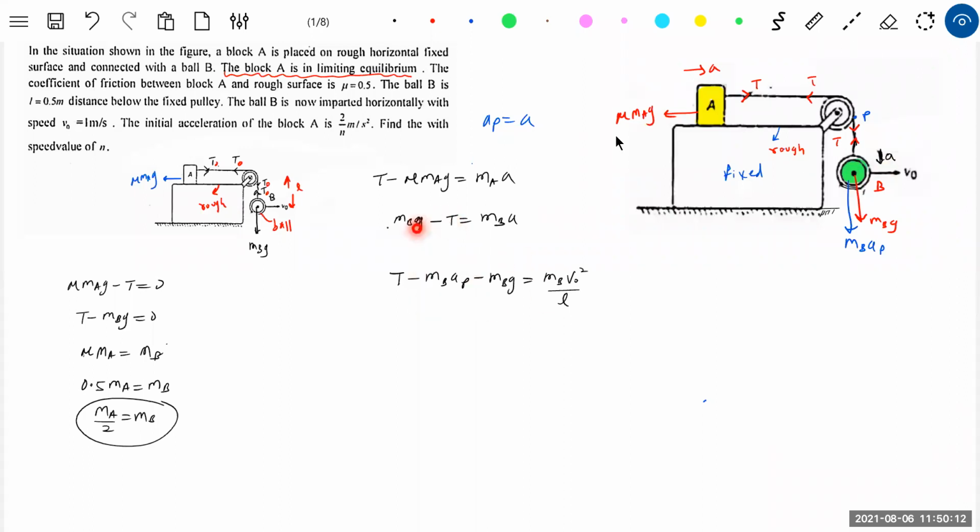What about this equation, sir? How can you write both the equations? This is due to the constraint equation. If the acceleration of block A is A, then the acceleration of block B should also be A, because they are connected by a common string. That's why the accelerations are equal. Then it also has a tendency to swing, this is due to swing.